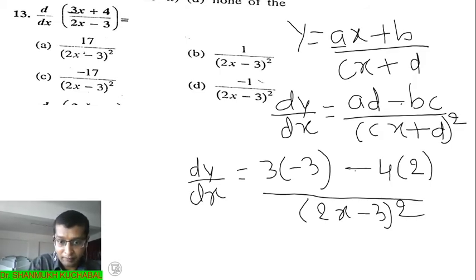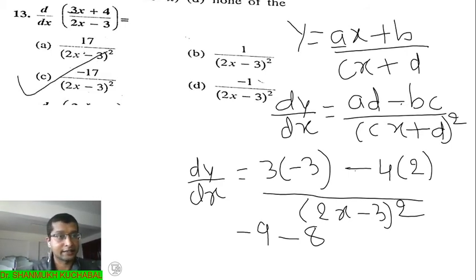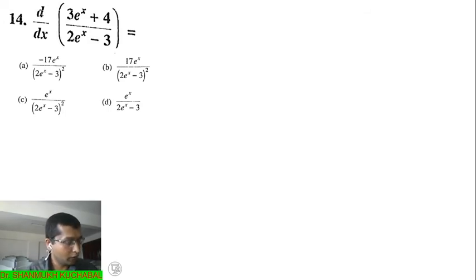3 3s are minus 9, minus 4 2s are 8. Now 8 minus 9 is minus 17. Yes, so the numerator simplification is minus 17. Therefore C is the right answer. C is the right answer. So we'll move to the next example.